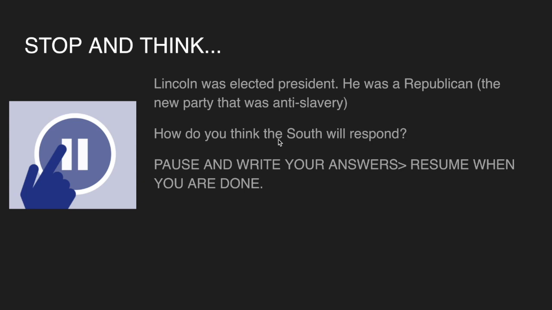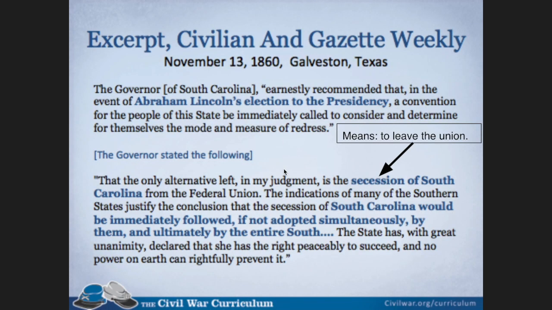Okay, let's find out how they responded. Here is a quote from the governor of a state in the South, South Carolina. South Carolina was the first to leave the Union. They kind of made a big step. So here's what he says.